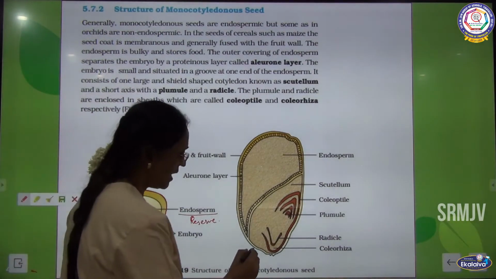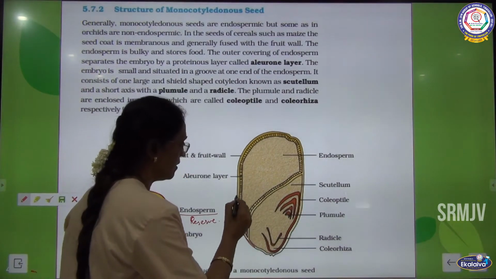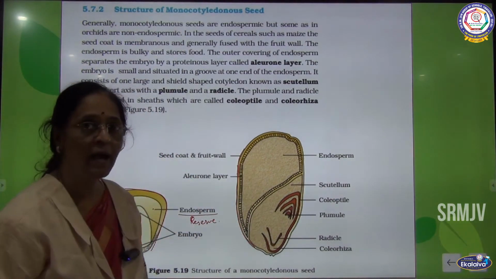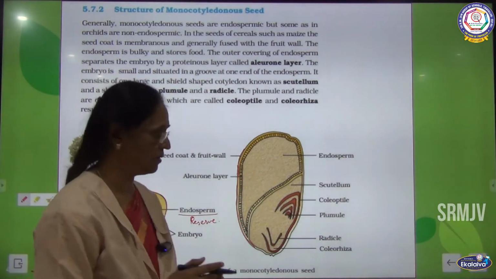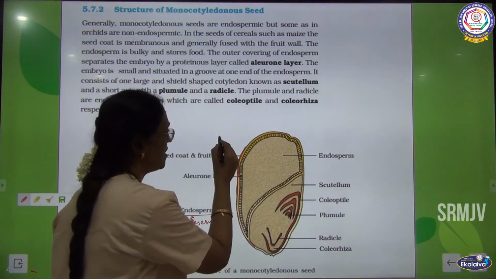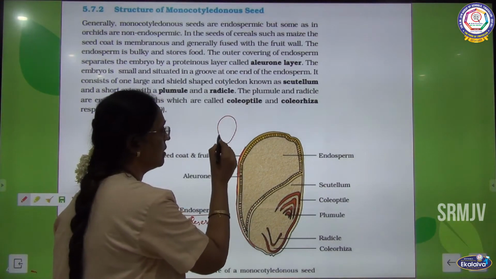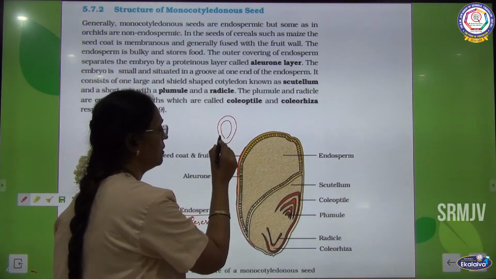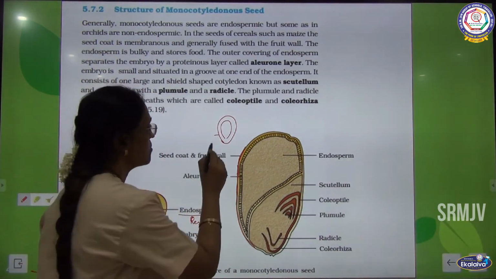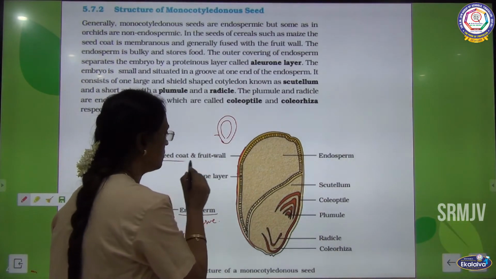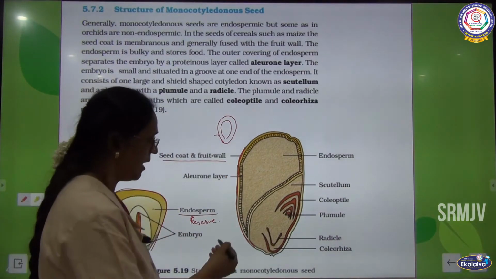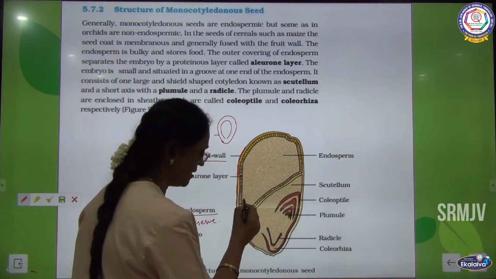Now what is this called? The seed coat. The seed coat and the fruit wall are fused here in a monocot. We said that this is the ovary and this is the ovule, and the ovary becomes a fruit and the ovule becomes a seed. So these two coats are fused in a monocot. The seed coat and the fruit wall form a single layer here, and inside it you will find two compartments.